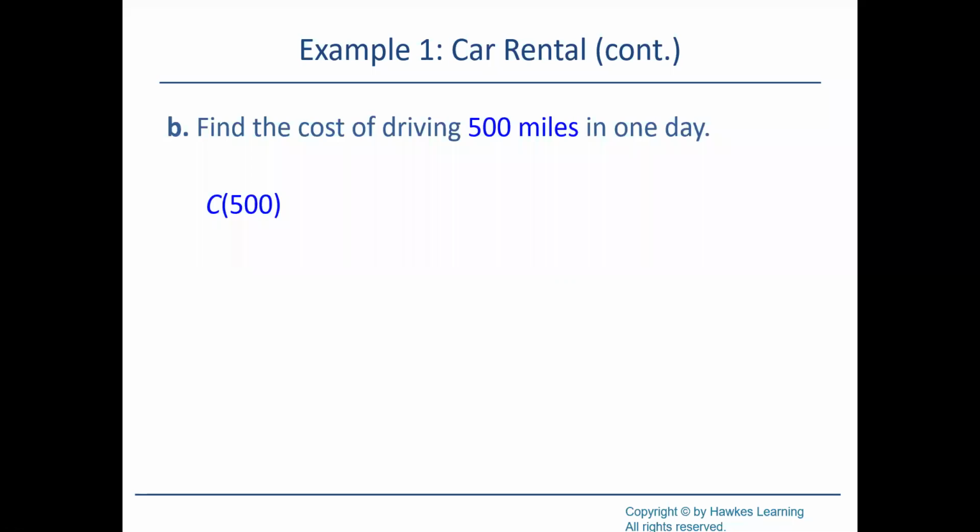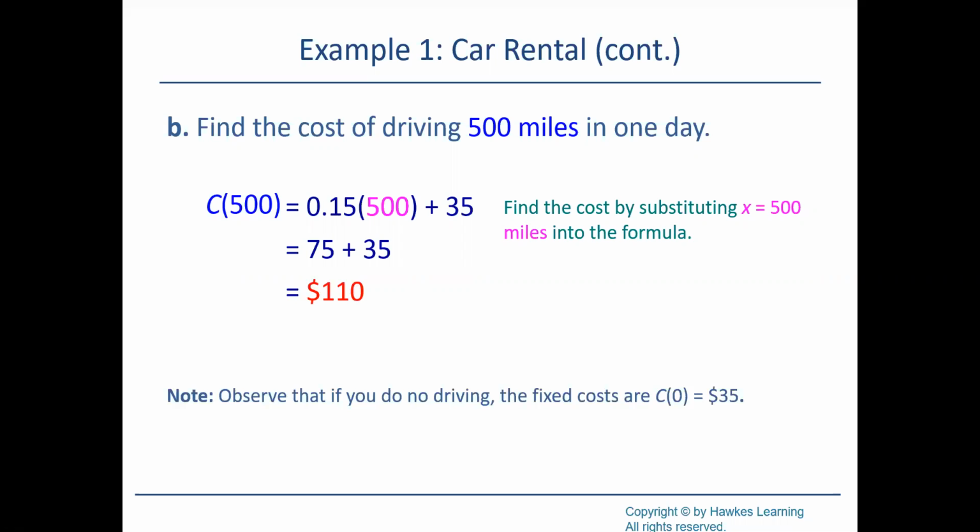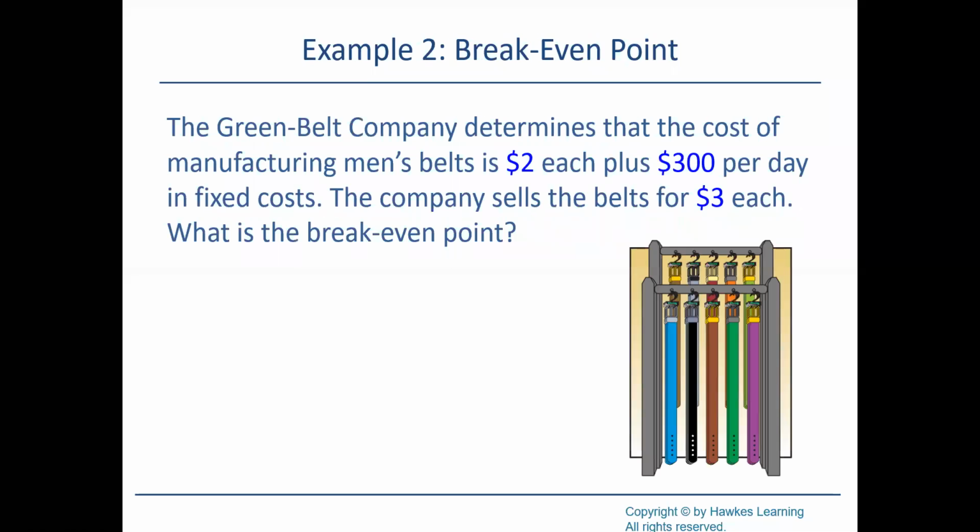Part B, find the cost of driving 500 miles in one day. So C of X, now X is 500. C of 500 equals 0.15 times 500 plus 35. 0.15 times 500 is 75. So 75 plus 35 gives 110. We observe that the fixed cost is the cost at C of 0, or $35.